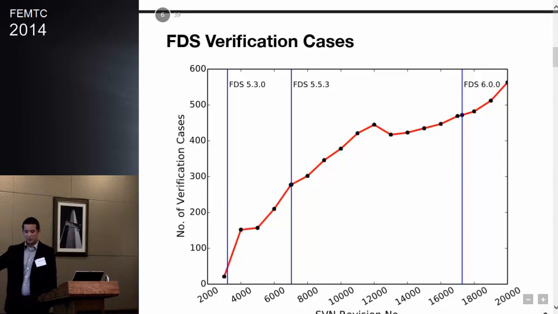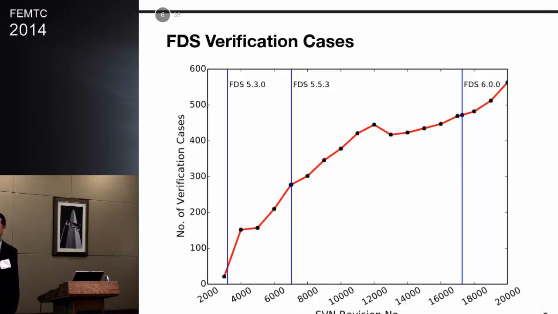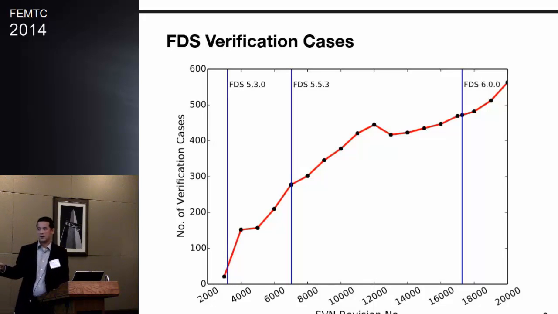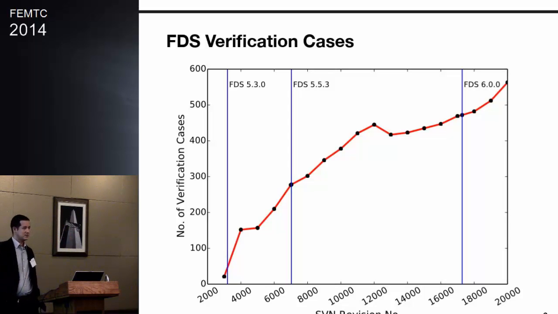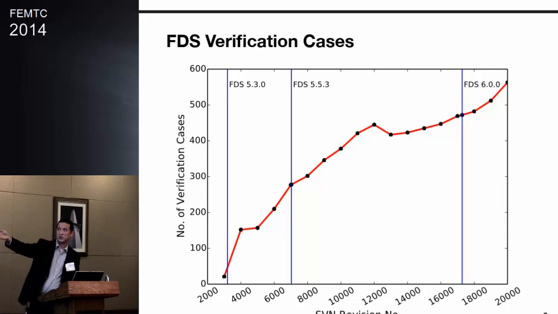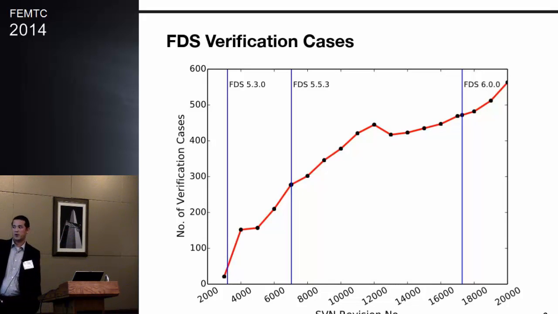If you look at the number of verification cases over time, on the x-axis, this is the revision number. On the left, revision 2000 is about the year 2008 up to present. Right now, the FDS revision number is about 20,400 today. And if you look, I've put vertical lines in where the point releases of FDS are. So when FDS-6 was released back in November, that's to the right, and on the left you can see how we've grown the number of verification cases.